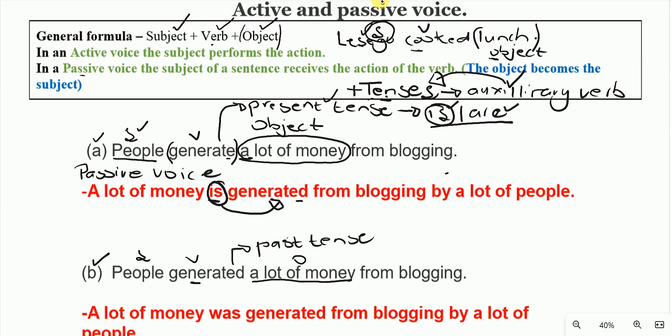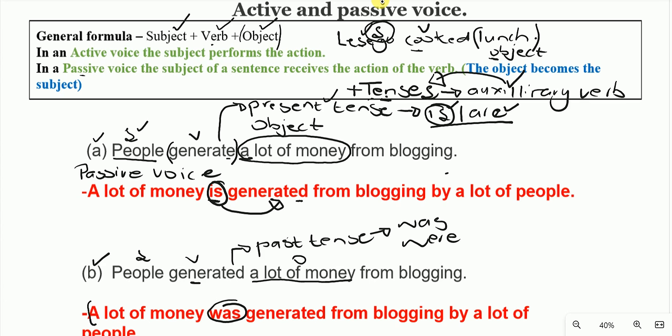And remember that in a passive voice, what are we going to start with? We start with our object. Now we are going to say a lot of money was. Why do we say was here? Remember, we are changing a past tense, so I'm expecting your auxiliary verb to be was or were, depending on whether it's singular or plural.